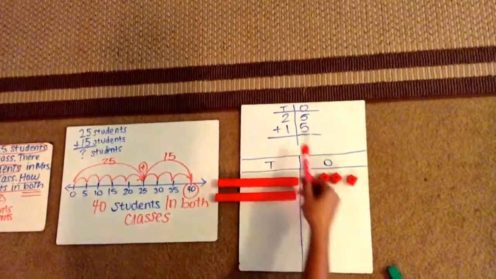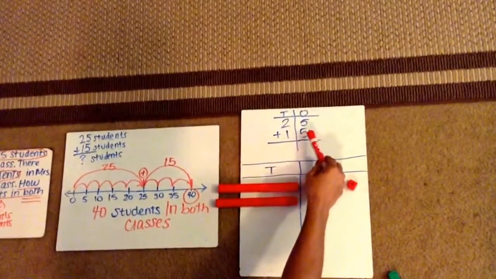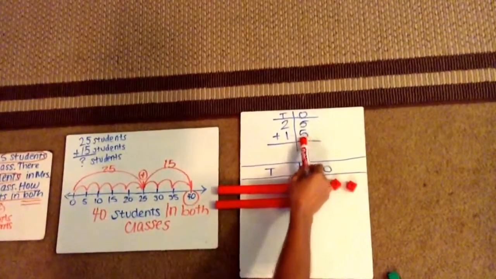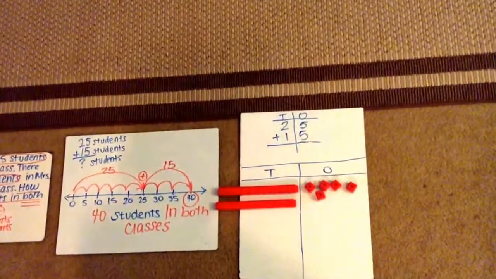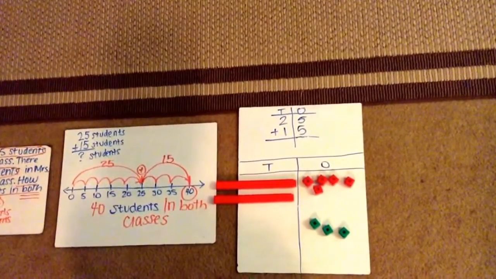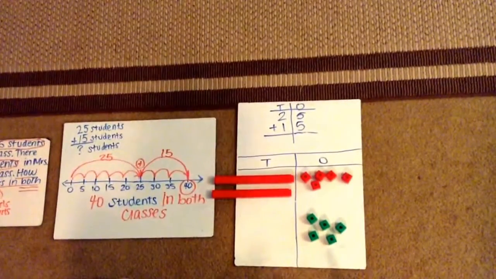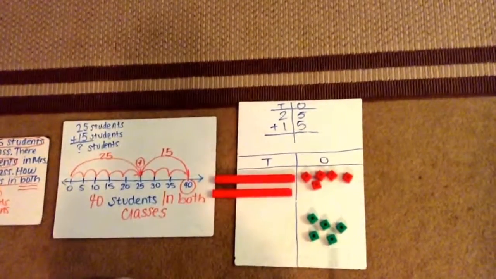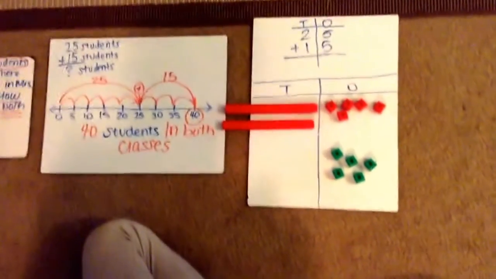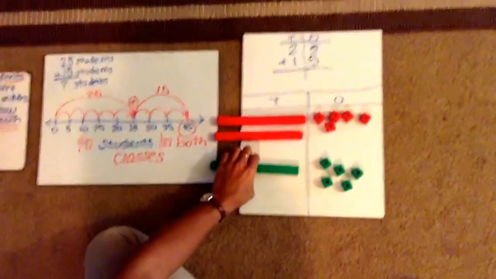Now we have to make the number 15. How many units are in the ones place? 5. So let's make that. 1, 2, 3, 4, 5. 5 units in the ones place for the number 15. How many in the tens place? We have 1. So 1 long in the tens place.